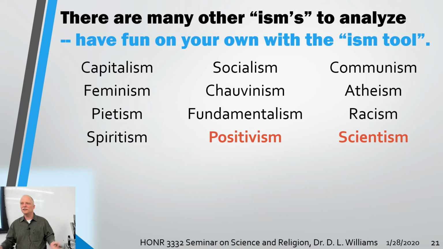Capitalism, socialism, communism. Does someone in communism have a different source of identity, security, and meaning than someone in capitalism, or feminism and chauvinism, or fundamentalism, or racism? What is it about racism that might create a different identity, a different security, and a different meaning for that person? Okay. And it would be worth thinking about, and then in a conversation exploring that to see if your assumptions are right or wrong.